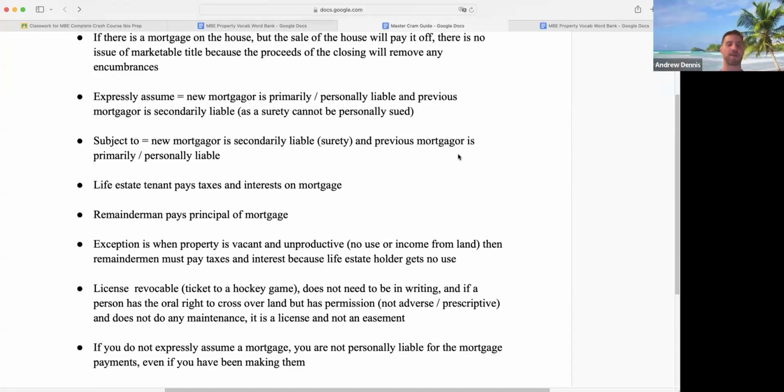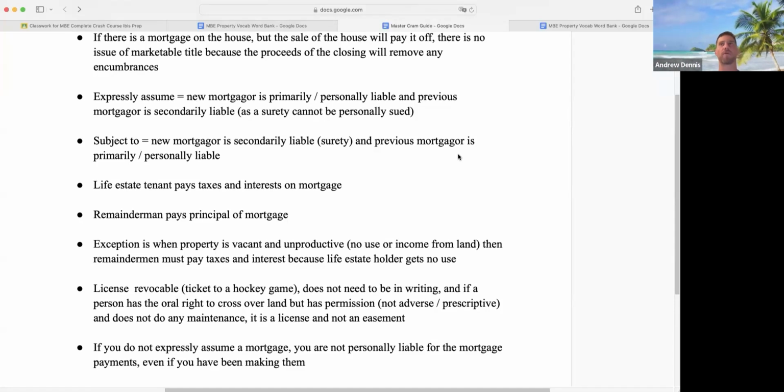The life estate tenant pays the taxes and interest on the mortgage and the remainder man pays the principal. How do you remember that? Because the remainder man is the one who's actually going to inherit the property and be able to sell it. They have to pay the actual principal of the mortgage. The life estate tenant has to pay the living expenses, the taxes and interest on the mortgage.